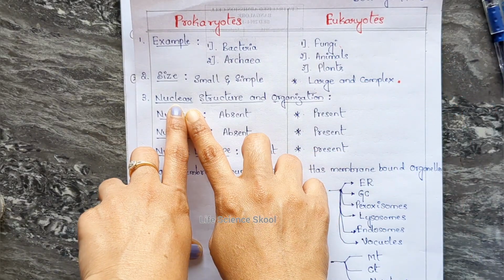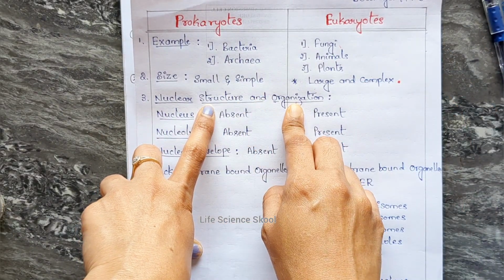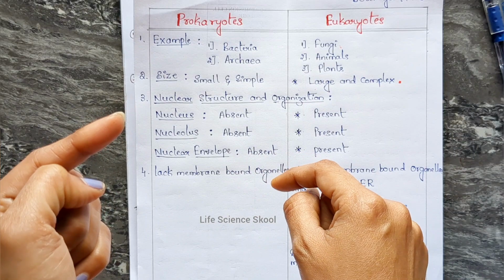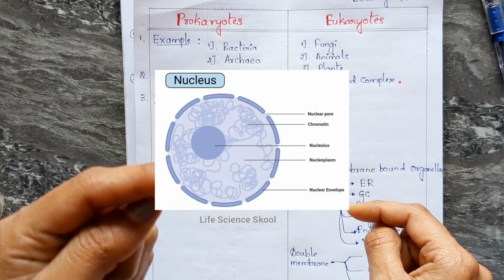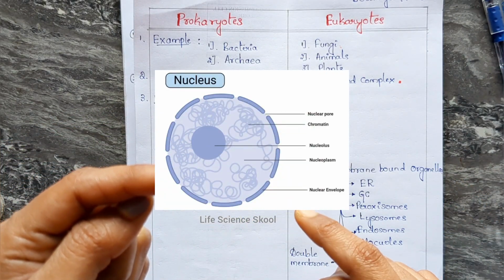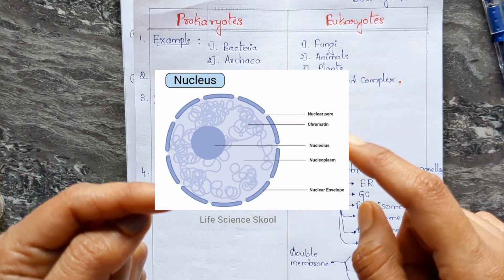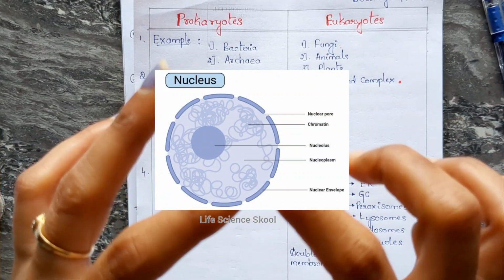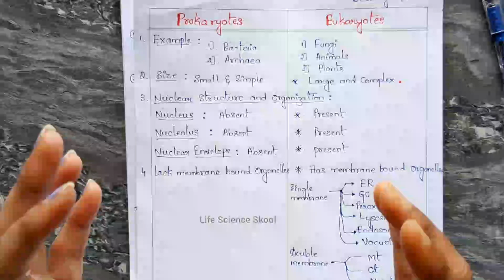Next, coming to the nuclear structure and organization. Before that, I am displaying a diagram here. Look at it and you can see the nuclear plasm, and then the nuclear envelope and also the nuclear pore. This is the total structure of the nucleus, right?